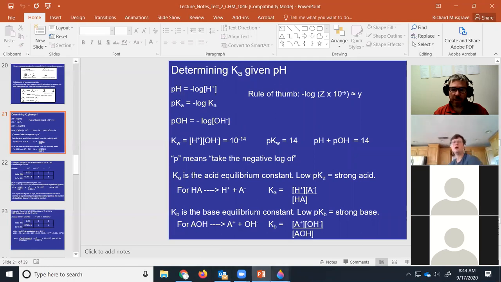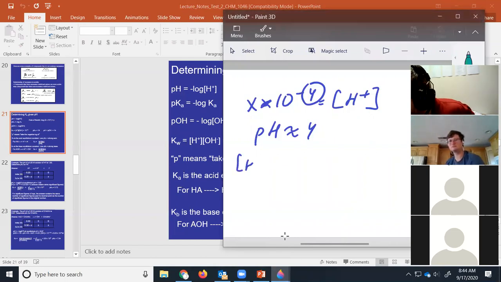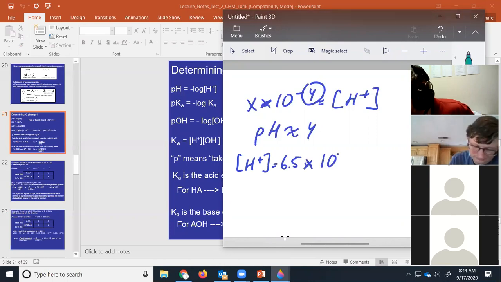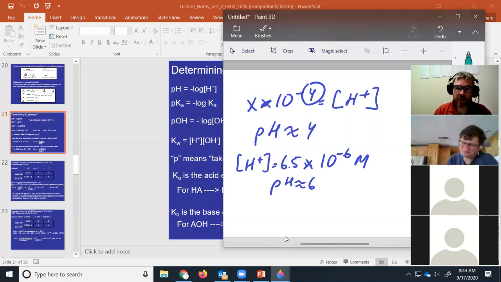So let me do an example here. Let's say your concentration of H plus is 6.5 times 10 to the negative 6 molar. I can tell you the pH is approximately going to be 6. Now, if you wanted to do this in your calculator, I'd like you to try this, please. Put 6.5 times 10 to the negative 6 into your calculator and then hit the log button. Or, depending on what kind of calculator you've got, you might put log and then that number. If it's a graphing calculator, you'll do that.